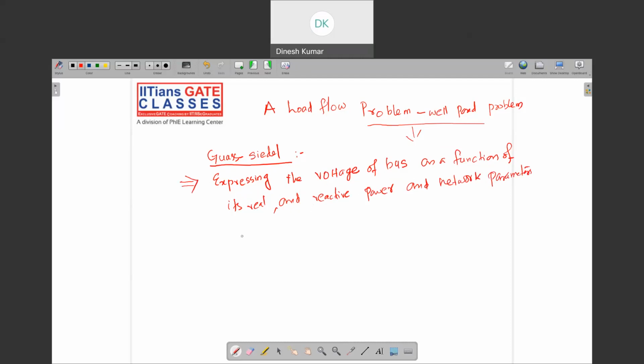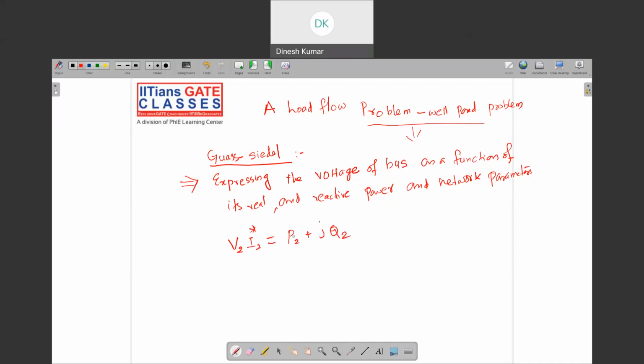I can write it like this, taking the second bus, because the first bus is considered the slack bus, so we don't write that. So start with the second: V2 into I2 star is basically P2 plus jQ2. This is the power balance equation, the complex power V into I star.